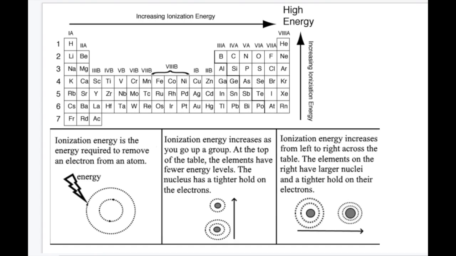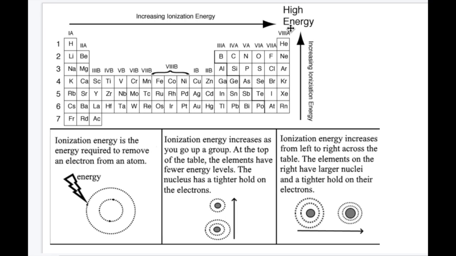The trend of ionization, you'll see, has the same trend as electronegativity, and we have to look at both the atomic radii and electronegativity in order to help explain this trend. Okay, so ionization is just the energy that's required to remove an electron from an atom.